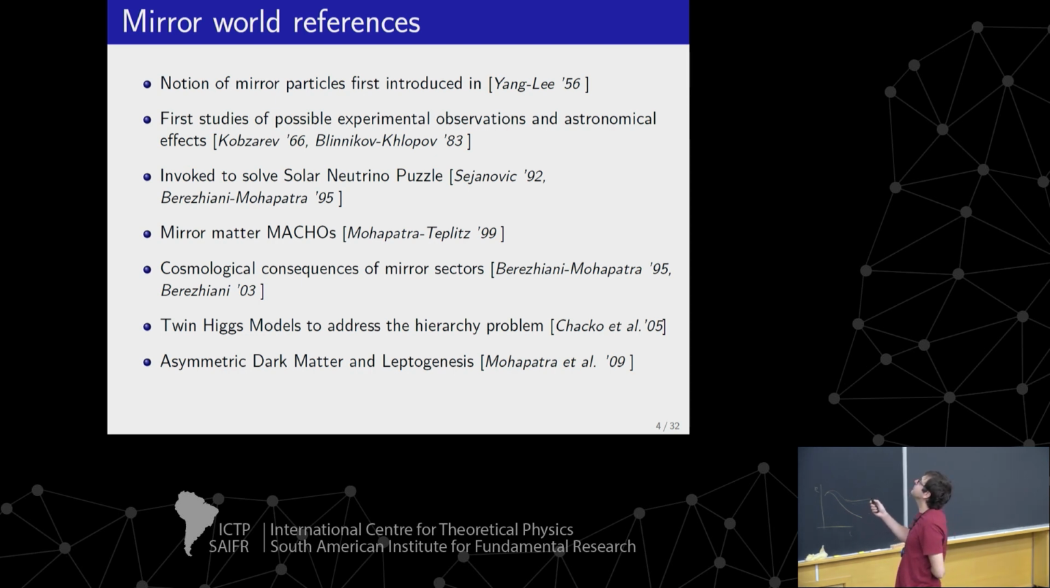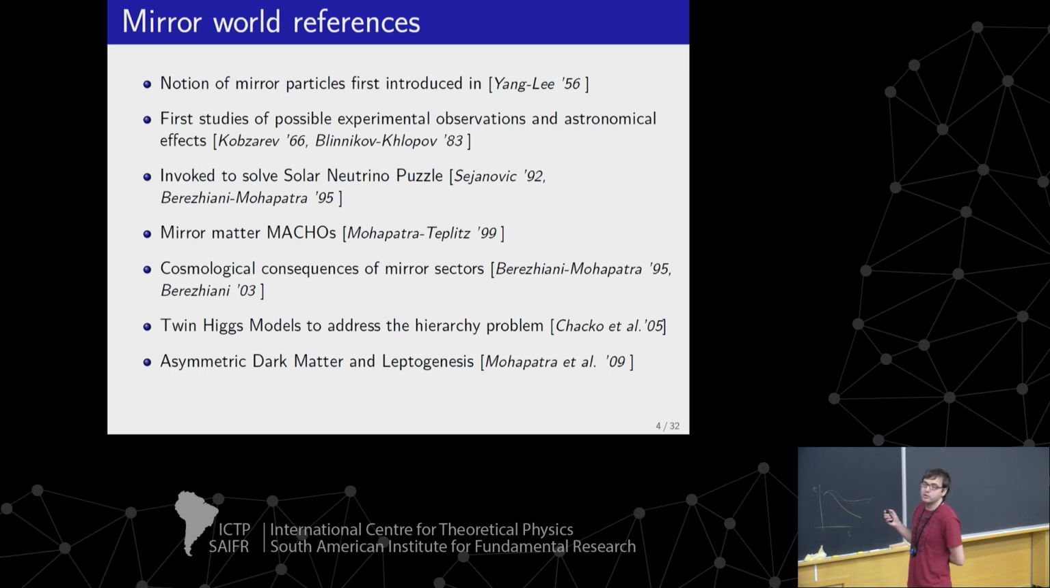Apparently, the first notion of mirror particle was introduced by Yang and Lee in '56, because they wanted to restore the parity symmetry of the weak interaction. They don't use the term mirror world, but they speculate that maybe there exists a twin or mirror particle, so that in the end you can restore this parity symmetry in the weak interaction. Then the first study of possible experimental observation was done by Kobzarev in '66.